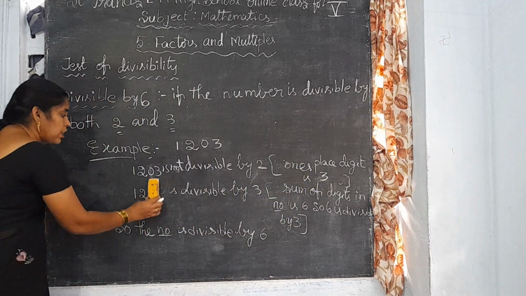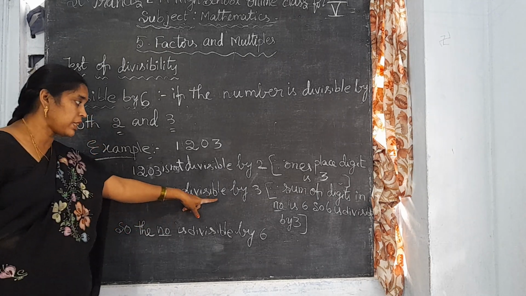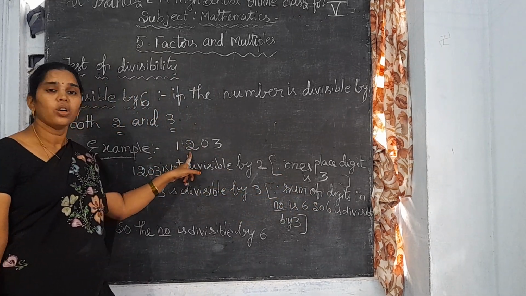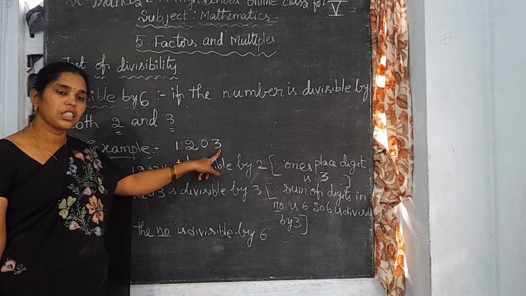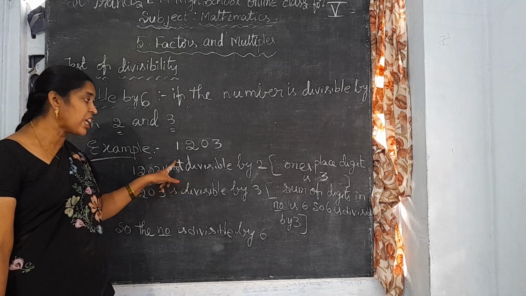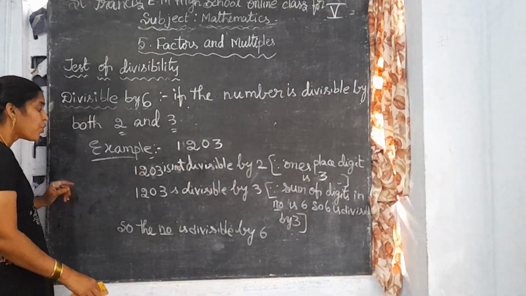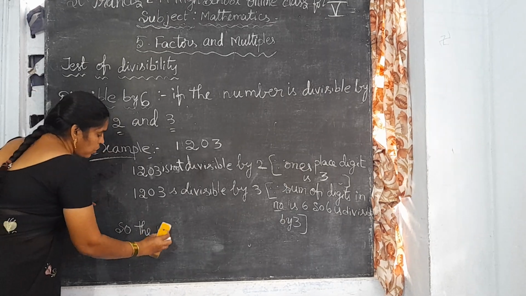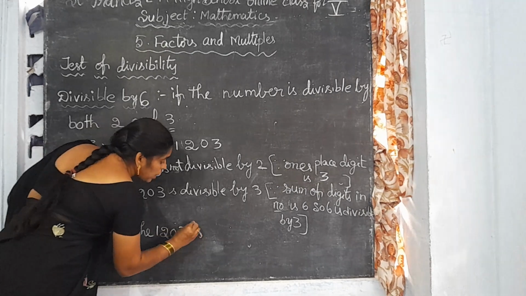But 1203 is divisible by 3. The sum of the digits in the number is 6. See, 1 plus 2, 3. 3 plus 0, 3. 3 plus 3, 6. 6 is divisible by 3. But it is not divisible by 2. It is divisible by 3. So the number is not divisible by 6. So 1203 is not divisible by 6.